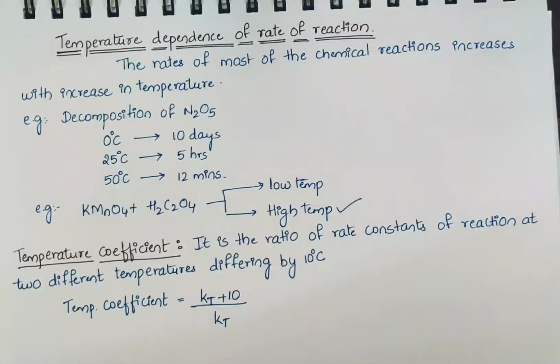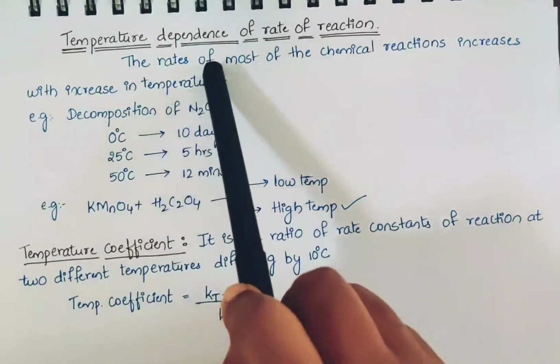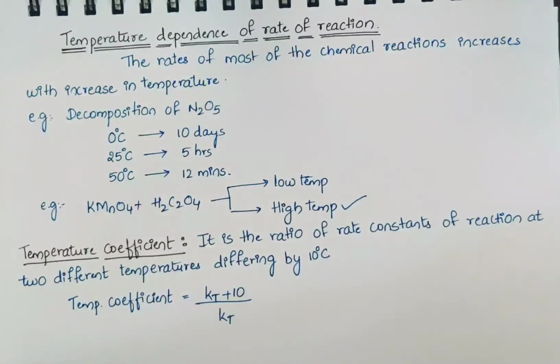Hello dear students. We know that the rate of a reaction depends on certain factors like concentration, temperature, and catalyst. We have studied the rate of the reaction with respect to concentration, and now we'll look into how temperature affects the rate of reaction, that is, the temperature dependence of the rate of reaction.